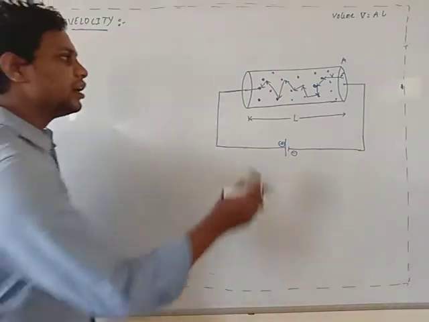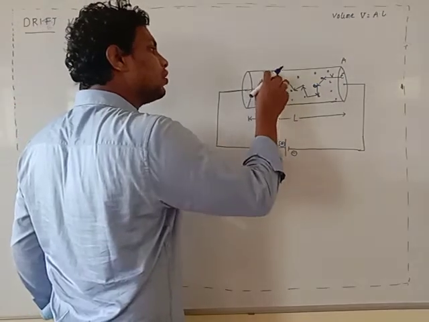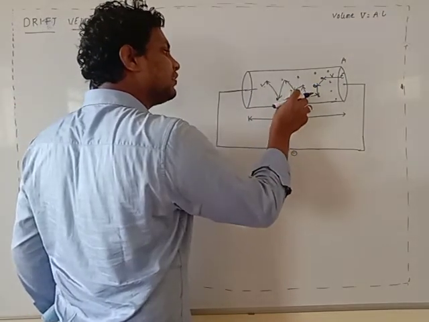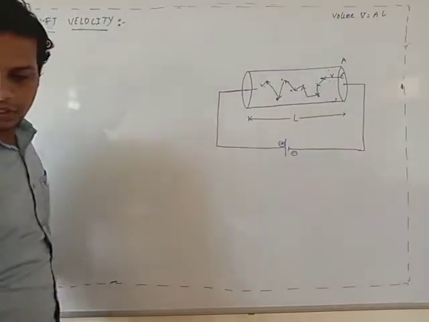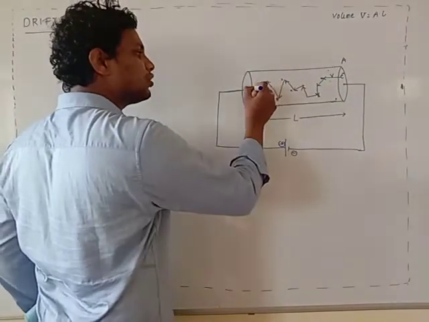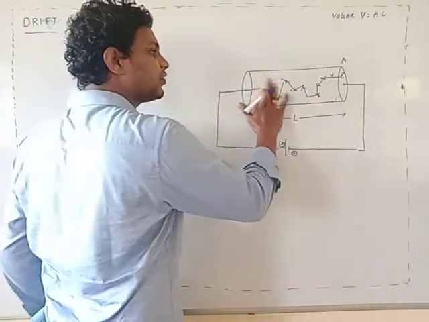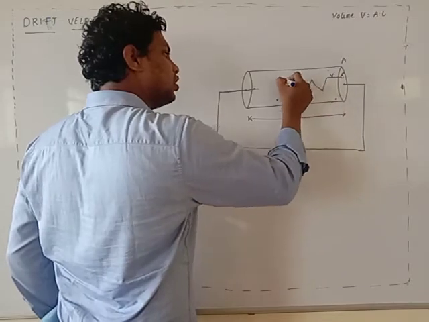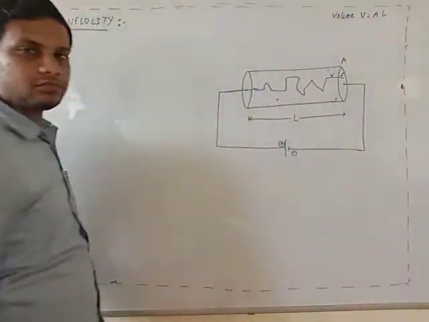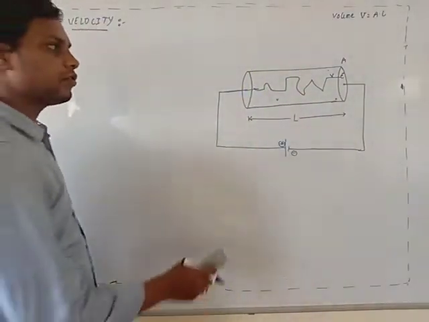So finally, if you consider the path of this electron, it is in random motion like this, or random like this. So it moves in a random path to reach the other end. For example, this electron will move in a random path to reach the final end. I hope you understood this point.